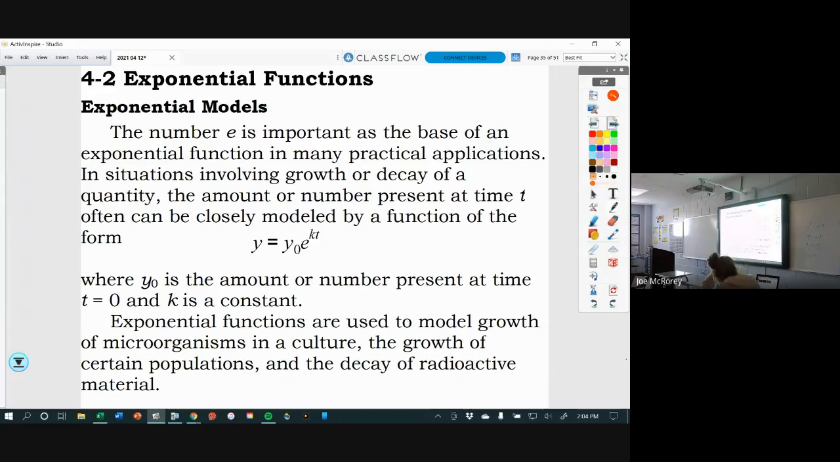This happens in growth of microorganisms, bacteria, or the decay of radioactive material. Y'all have heard of carbon dating? To find out how old a fossil is, how much carbon is left in it. They look for specifically carbon-14, and they know the half-life of carbon-14. So based on the amount of carbon-14 left in some organism, they can tell you about how old it was.